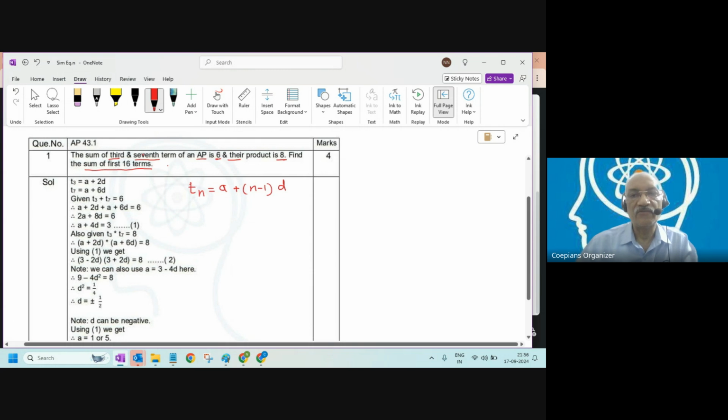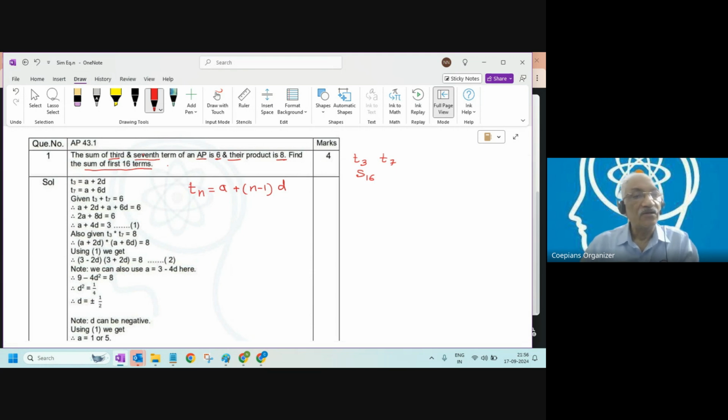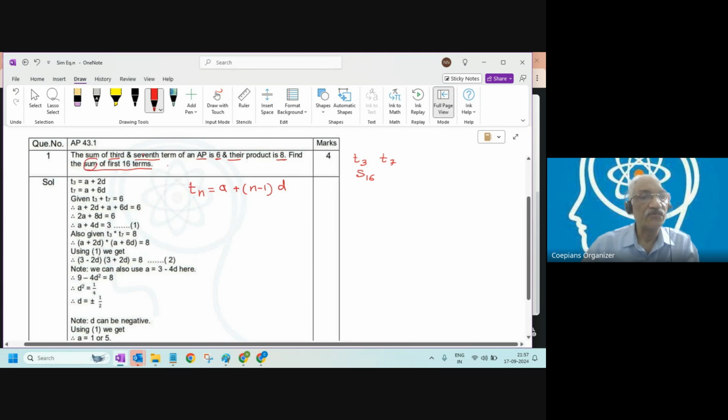So firstly we have to find T3, then T7, and then S16. This is what we have to find. This particular problem is very interesting from a couple of perspectives because it uses mixed concepts, and they have done a trick towards the end, which is that they are not asking for the seventh or third term. They are asking for the sum of the 16th term.